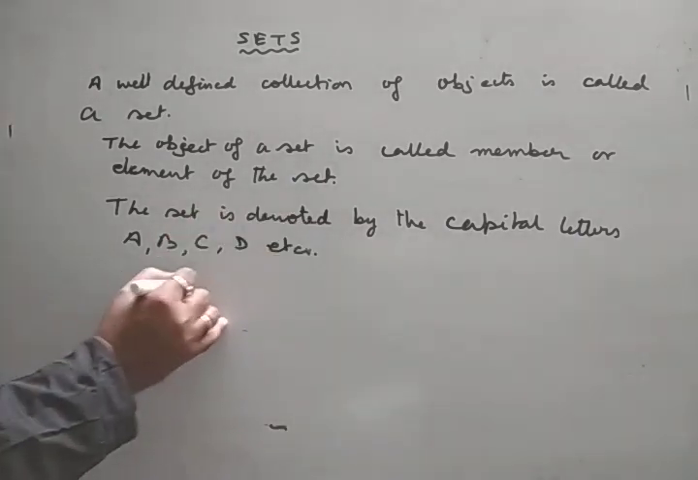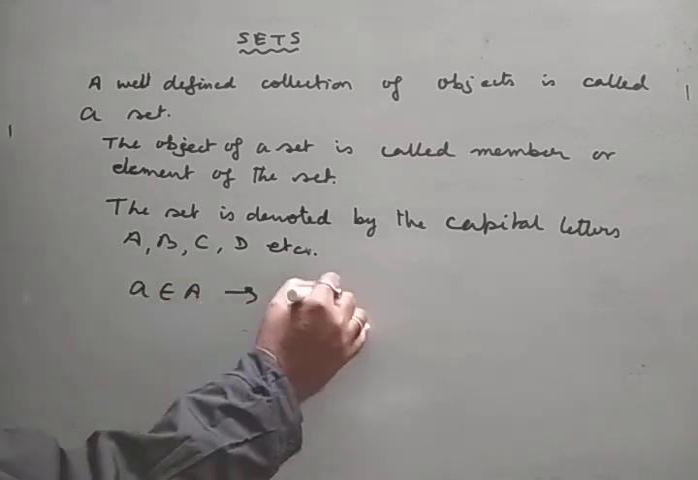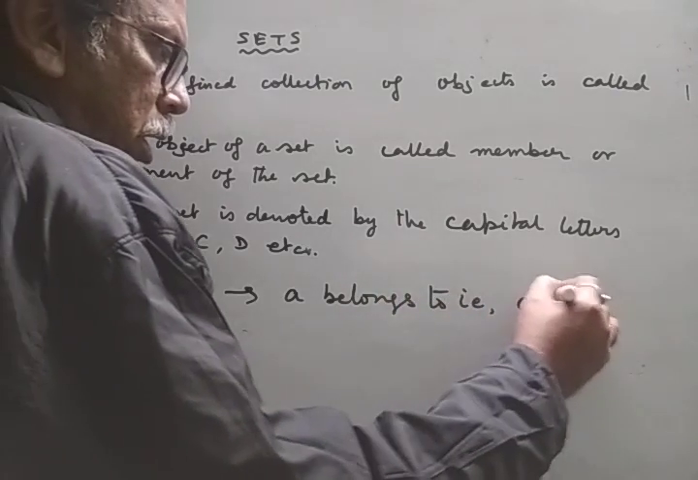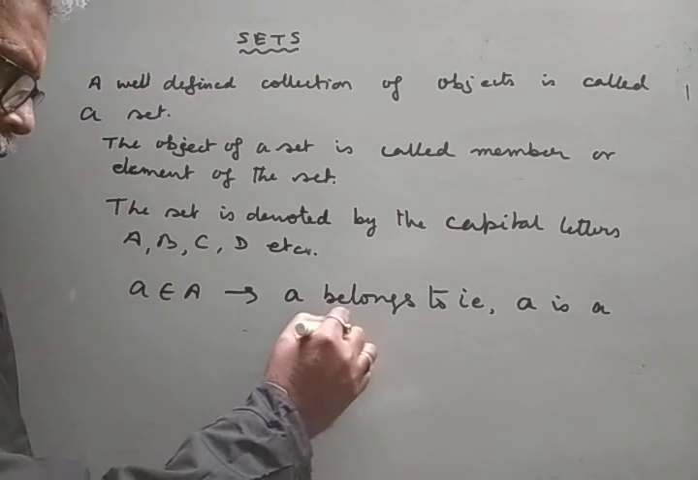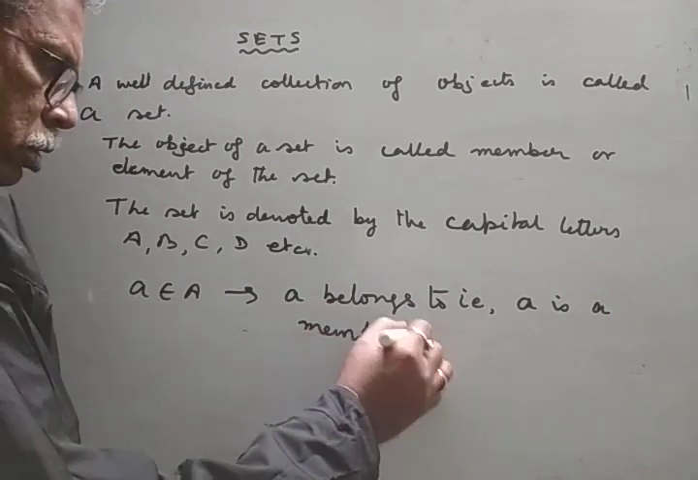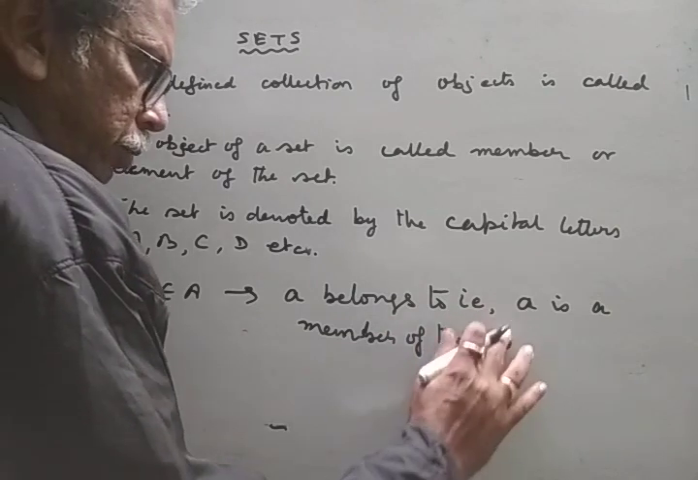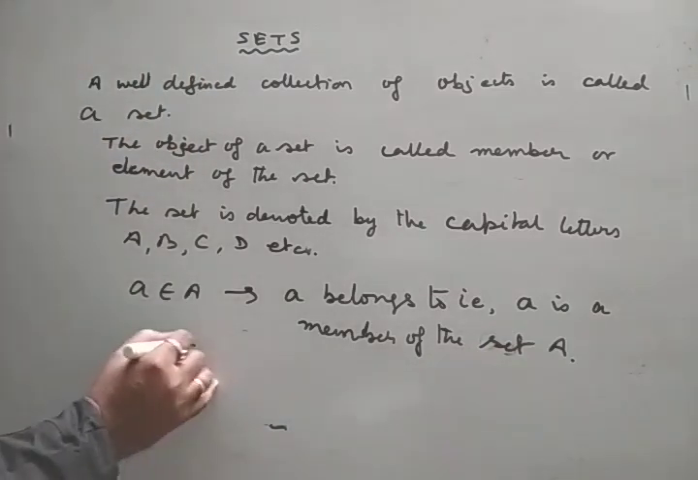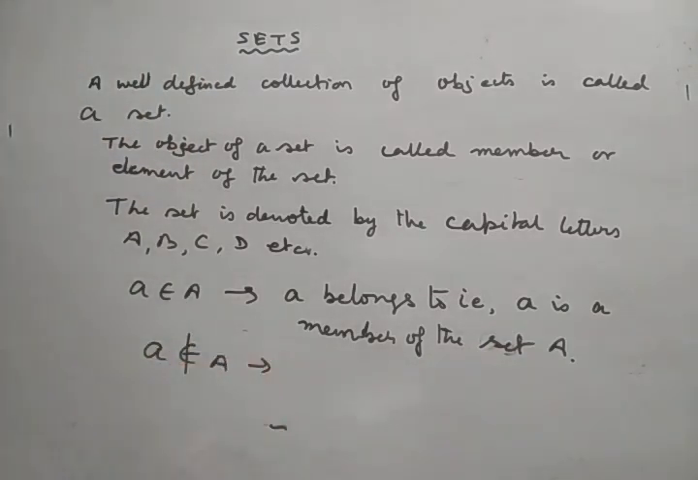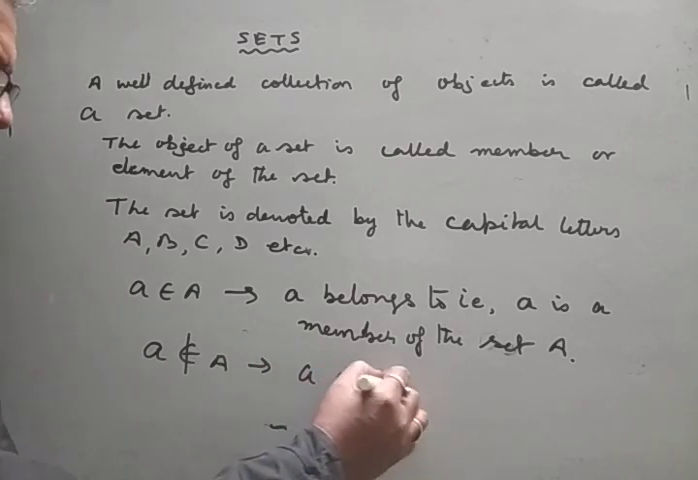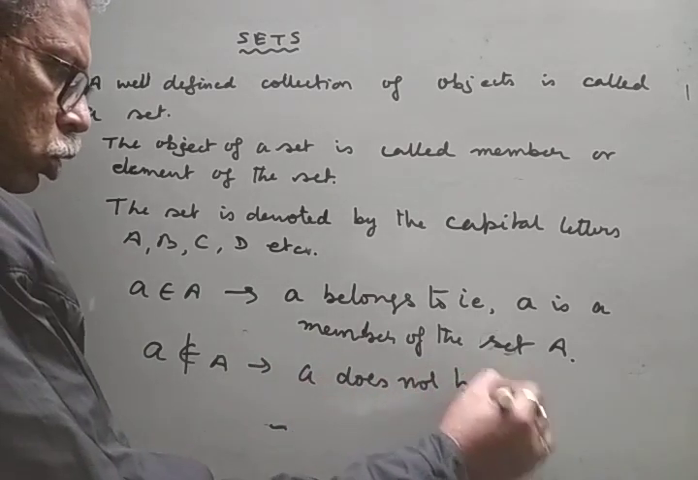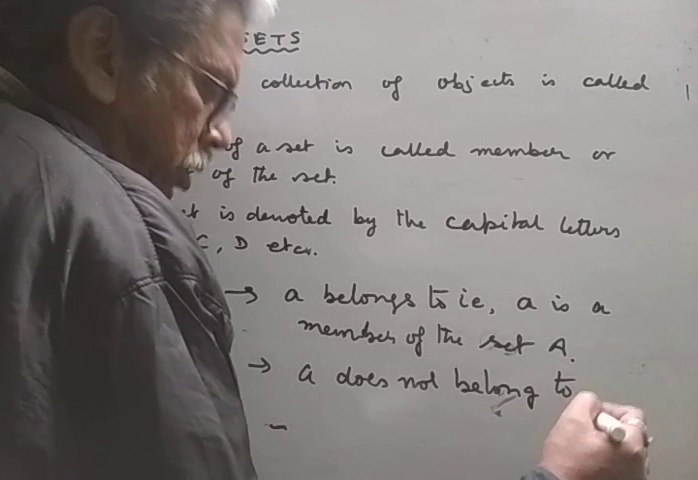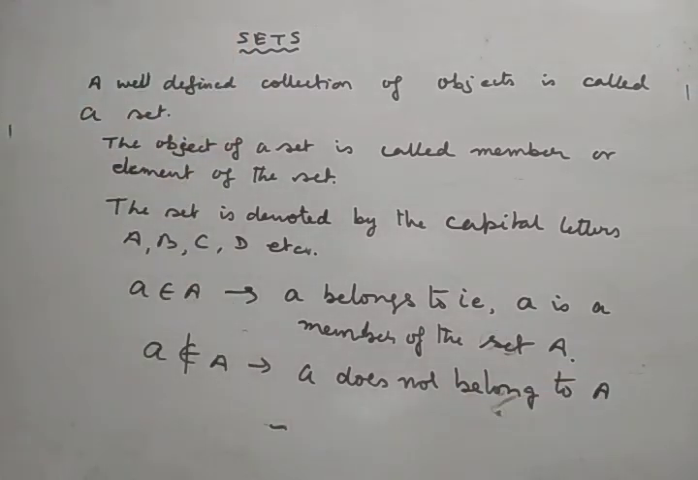a belongs to A. That is, a is a member of the set A. If we put a sign like this, that means a does not belong to A. That means a is not a member of the set A.